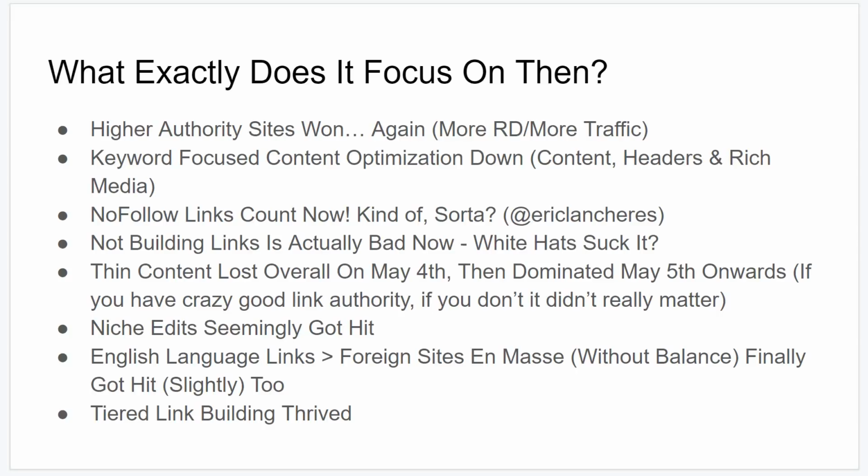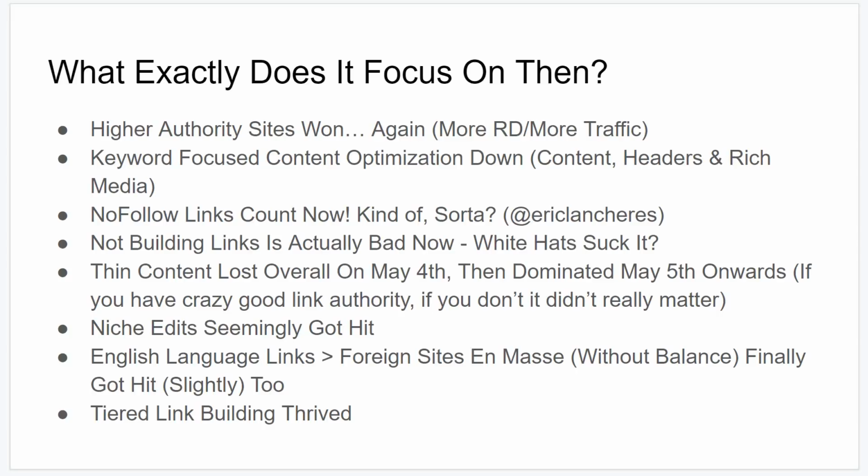And then English language links to foreign sites en masse without balance finally got hit slightly too. So this basically means all of that analysis that I was showing you from last year and the year before, where we were seeing foreign sites that were getting English PBNs that were just redone to a different language. We were getting English links just in general that were just having foreign anchors inserted into them. And I've been doing it myself. It's been working very well.